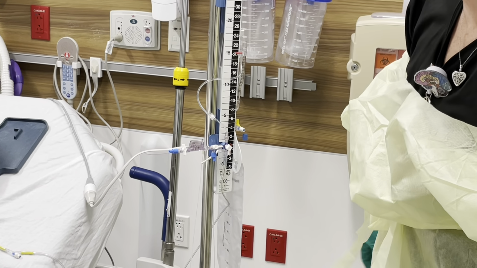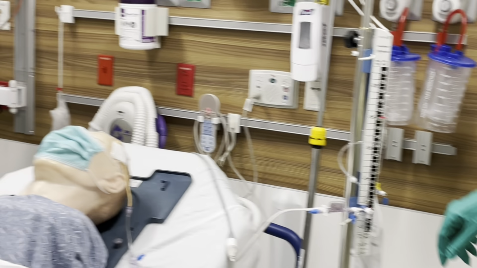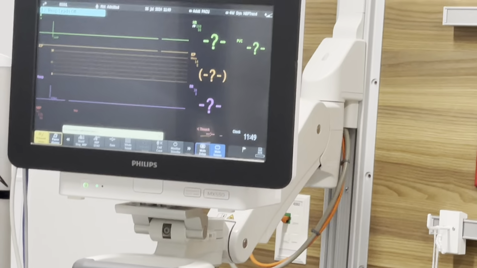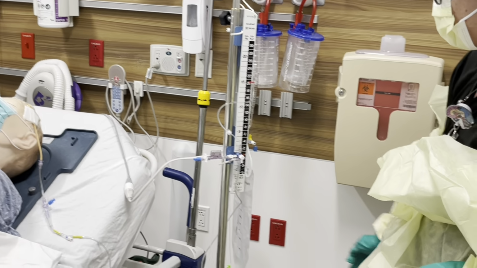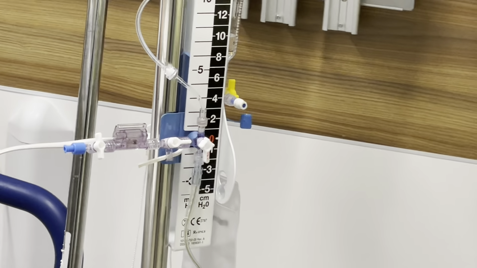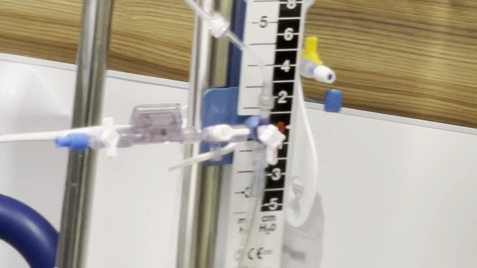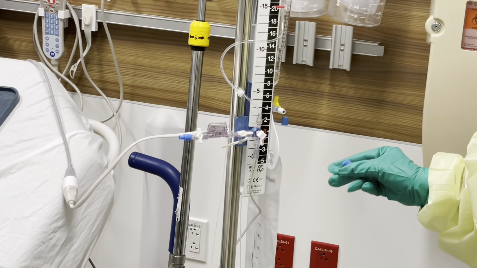You're going to end up seeing your ICP come up that way. Okay? You're going to zero. The way you're going to do that is you're going to take this little guy off that way. Again, you're going to be sterile. And you're going to hit the zero button on there, and it's going to zero to atmospheric pressure. You don't need to worry about your drain at all at this point. Anything connecting with the patient or the drain, you're really just zeroing this transducer.